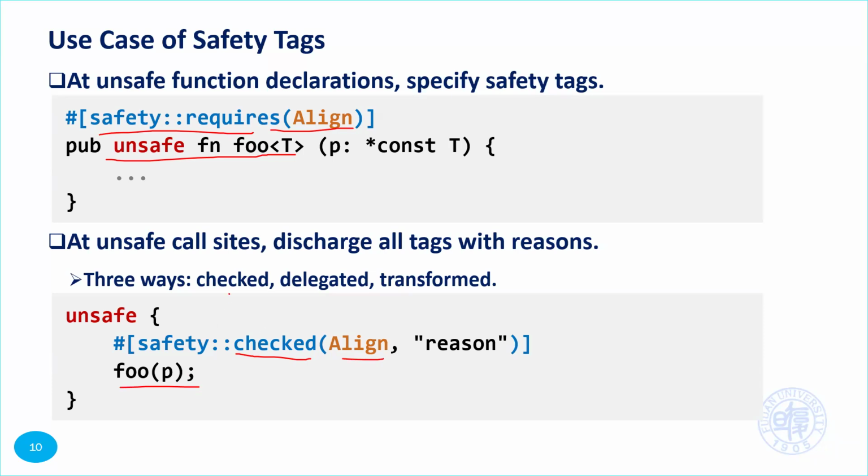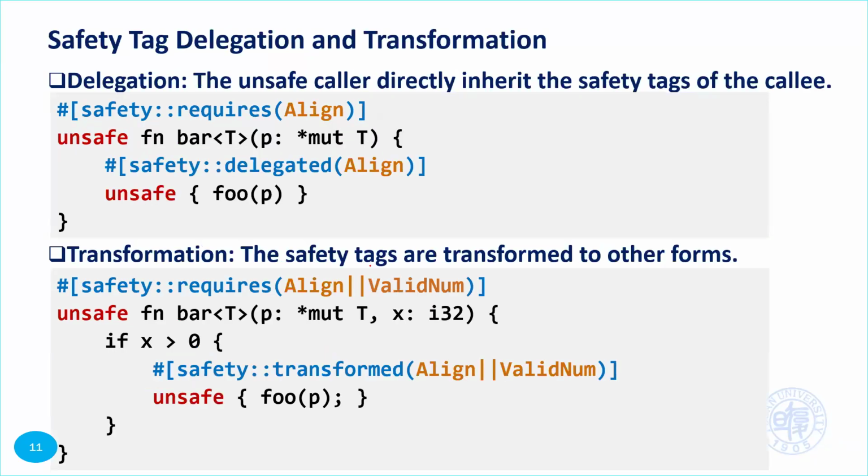There are three ways to discharge safety tags: checked, delegated, or transformed. Delegated means the function has done nothing regarding the safety requirement, so the safety requirement is directly delegated to the caller. So the caller requires the safety tags. And the last situation is transformation.